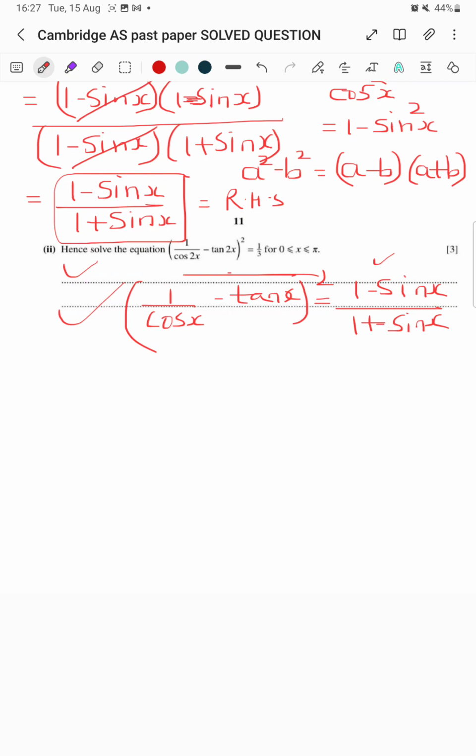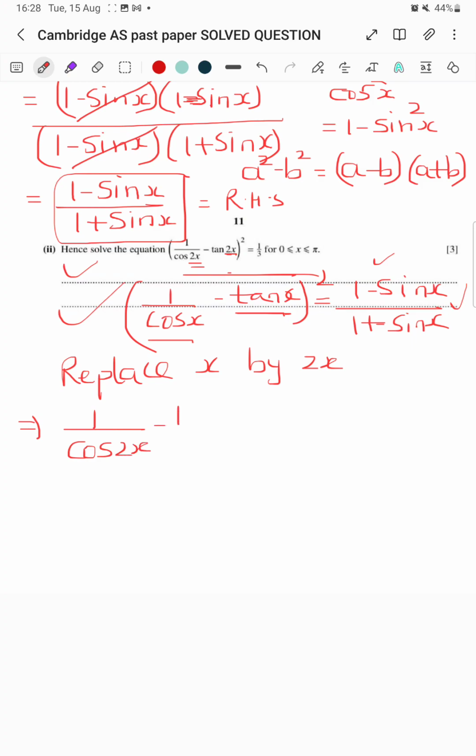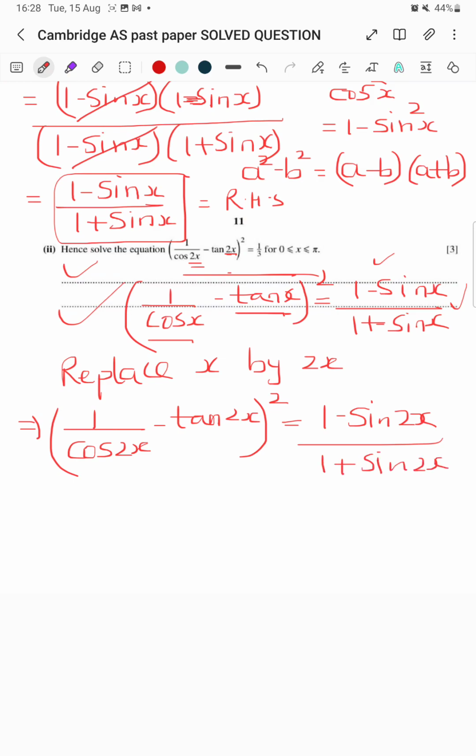Now the only difference is that here the angles are 2x. So obviously if (1 over cos x minus tan x) the whole squared is equal to (1 minus sin x) over (1 plus sin x), and I replace x by 2x, now I will have (1 over cos of 2x minus tan of 2x) the whole squared equal to (1 minus sin of 2x) divided by (1 plus sin of 2x). So from here we will solve this question.